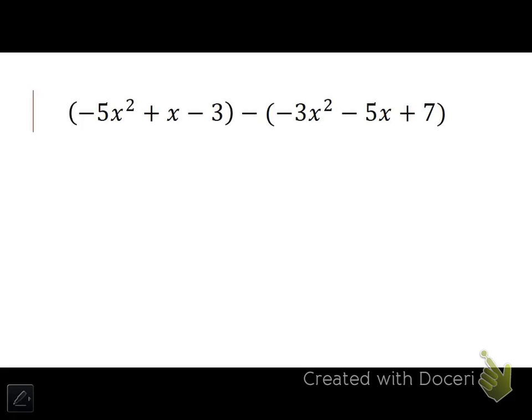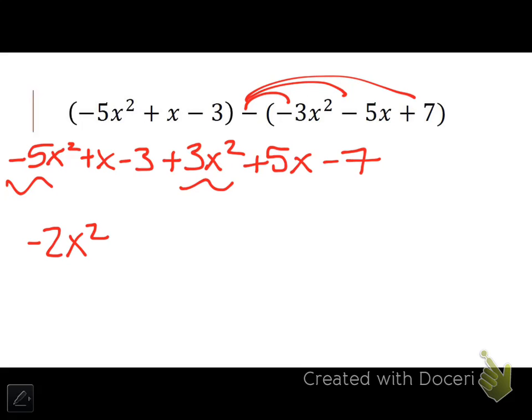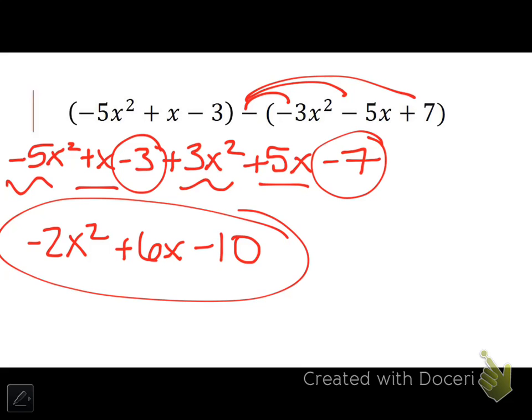Okay, we got a subtraction sign in the middle here, so I got to distribute this. So I'm going to have negative 5x squared plus x minus 3. Two negatives make a positive, so it's going to be plus 3x squared plus 5x, and then this 7 is going to be a negative 7. So negative 5x squared plus 3x squared is negative 2x squared. X plus 5x is going to be 6x, and then negative 3 plus negative 7 is going to be negative 10, and it's written in standard form.